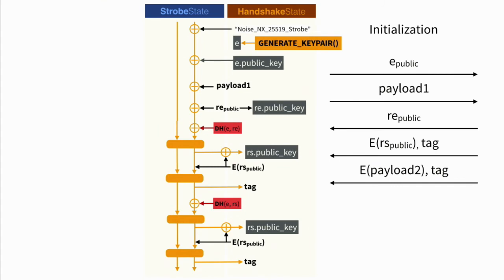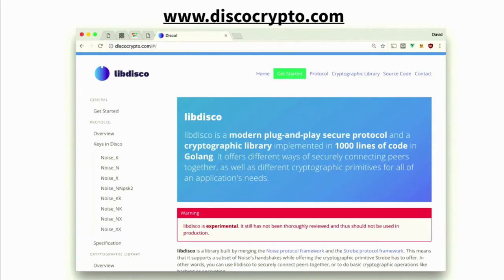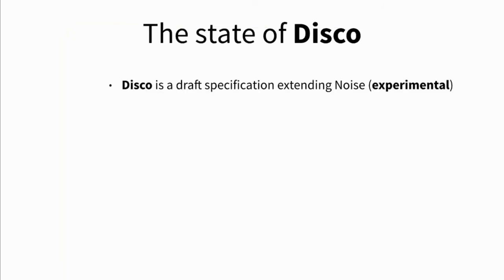And it's pretty simple, right? We're just XORing stuff, and sometimes we're permuting. Compared to the previous diagram, it's pretty elegant. So Disco is on discocrypto.com, pretty easy to remember. And what is it? It's a draft specification. It's an extension of the Noise protocol framework, right? Still a draft, still experimental.